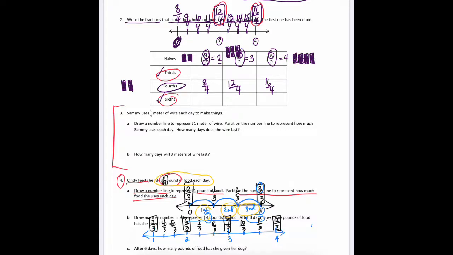Now, how many pounds of food has she given her dog after 3 days? That means the answer is 1 pound, because that's your third day. Now after 6 days, how many pounds of food has she given her dog? So that's your third. Let's keep count. 4th, 5th, 6th. So how many pounds? The answer is 2 pounds.